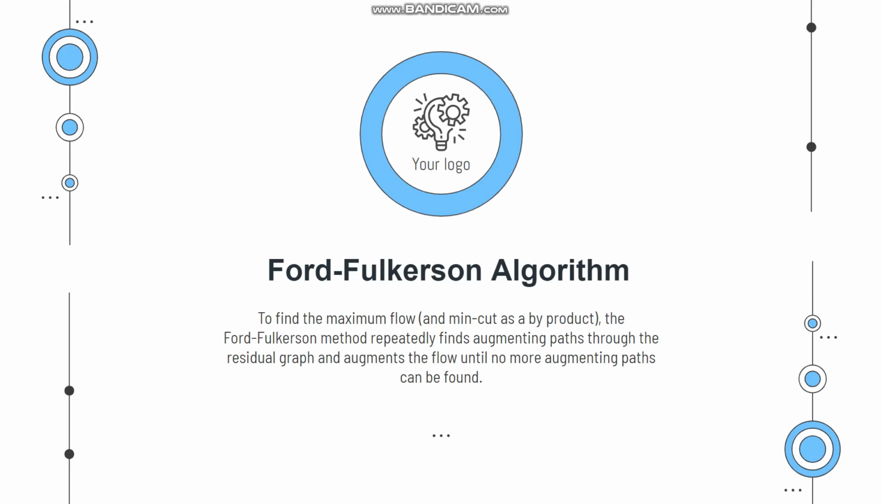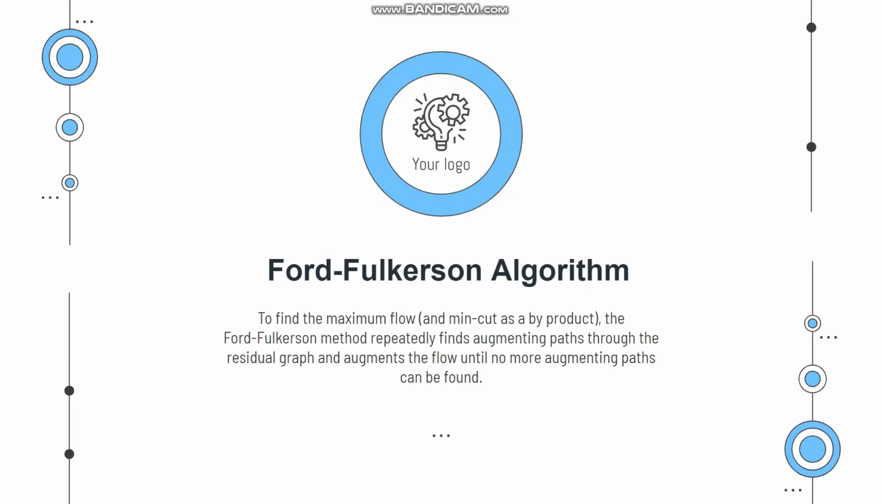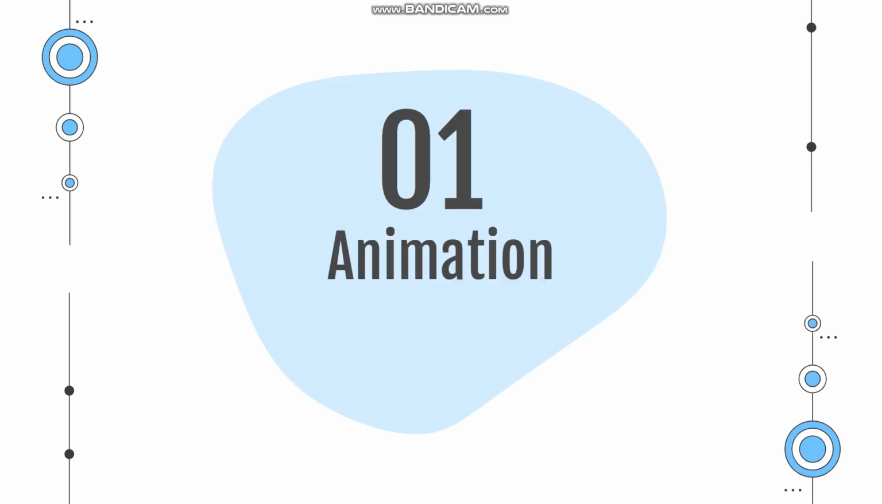So for a flow graph, we are going to use the Ford Fulkerson algorithm to find the maximum flow and the minimum cut as a byproduct. The Ford Fulkerson method repeatedly finds augmenting paths through the residual graph that augment the flow until no more augmenting paths can be found. And I am going to explain it through animation.